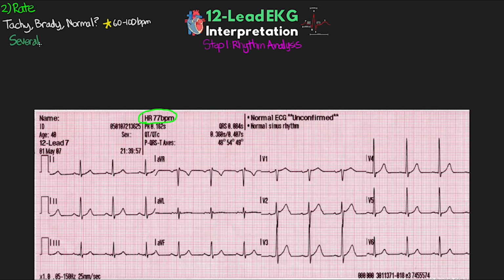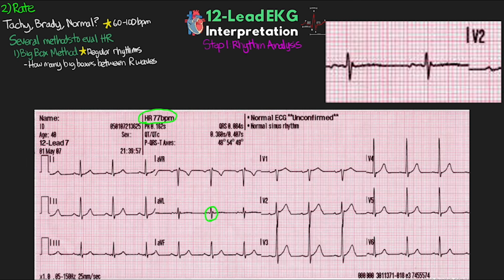So there's several methods that we can use to evaluate a patient's heart rate. So the first one is we have our big box method, and this is probably the quickest and most preferred method, at least for our regular rhythms, but it does require a little bit of memorization or basic math. So with this method, what we're going to see is how many big boxes are present between R waves. So first we need to find an R wave that lines up with one of our big boxes.